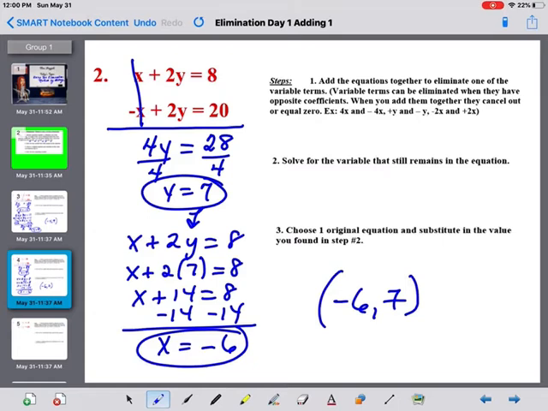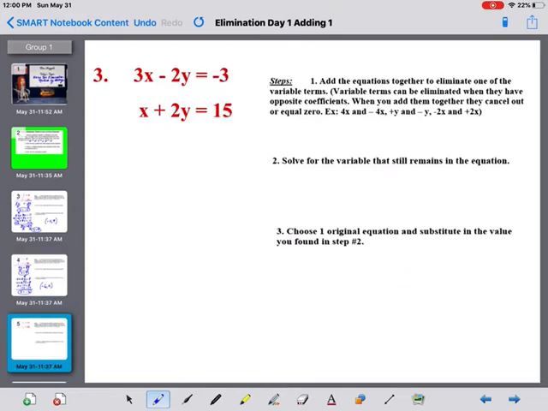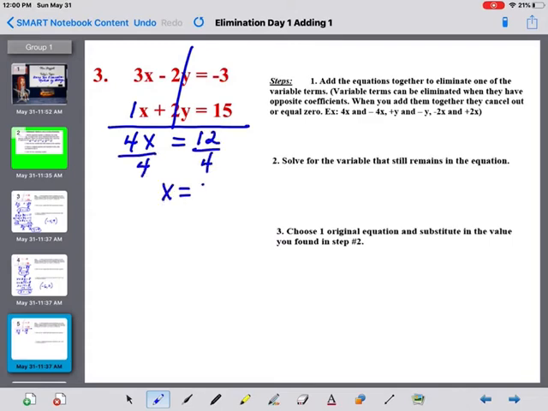Okay, let's take a look at number 3. So if I take a look here, looking at the x terms and looking at the y terms, hopefully you're now starting to recognize which are my opposites that are going to cancel out. So in this case, it's going to be the y's. Don't forget I have an imaginary coefficient of 1 for that x in the second equation. When I add 3x and x, I get 4x. And when I combine negative 3 and 15, I get 12. I'm going to solve for x, and I get x equals 3.